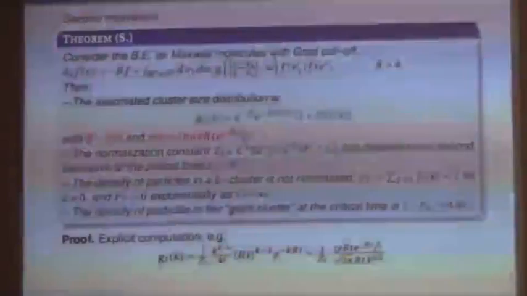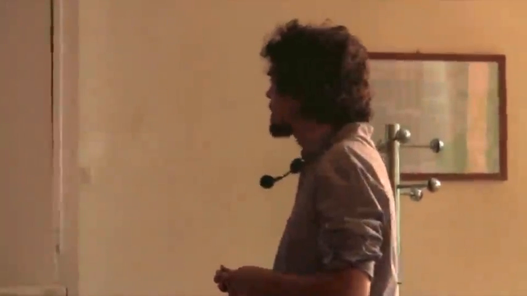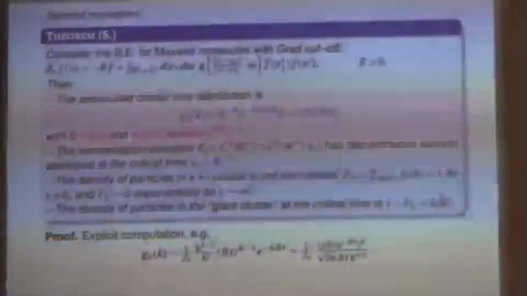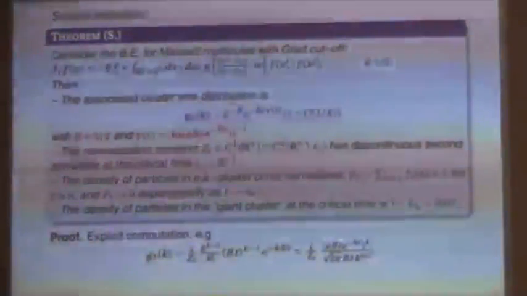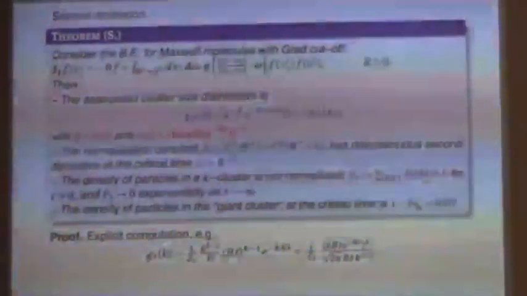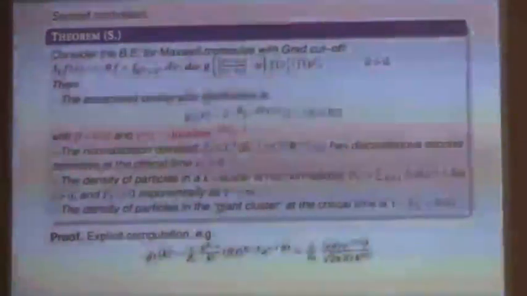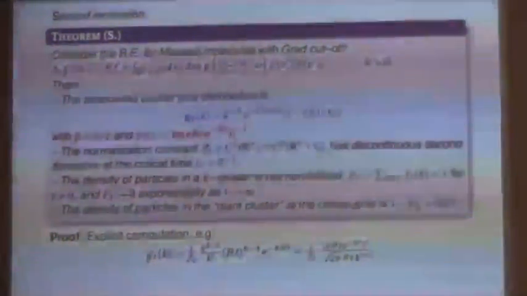So this part of the mass which is lacking here is going to the giant cluster, a cluster which has infinite size. So the density of the giant cluster is defined as 1 minus this constant here. And if you compute this for the Maxwellian molecules at the critical time, you find 7% of the total mass of the system. And the proof of this is by explicit computation. For Maxwellian molecules, you can reduce the formula of the previous slide to this one, then you find this thing here, and you apply a Stirling approximation.